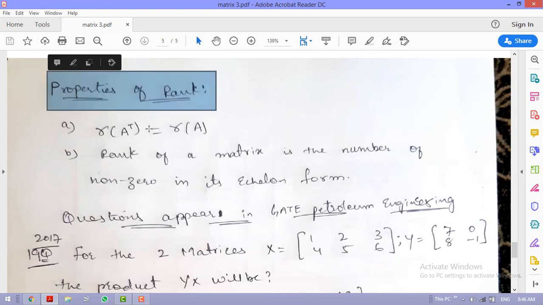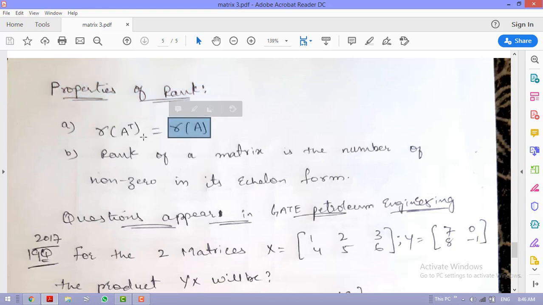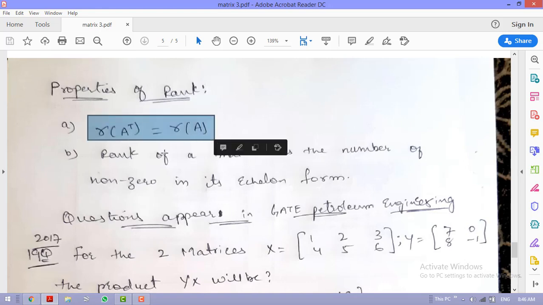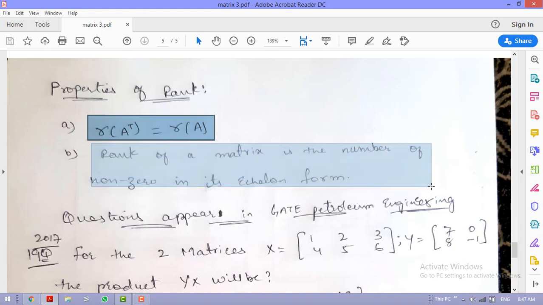So let us consider that you have a matrix A. The rank of that particular matrix will always be equal to the rank of its transpose. If you transpose that matrix and find the rank, then both ranks will be equal. Okay, right.